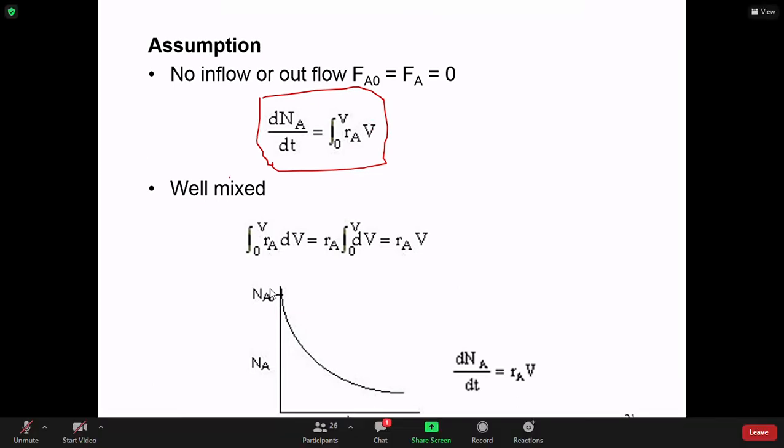However, because in a batch reactor they are well mixed, we can ignore the volume variation. So we can simplify this, and this goes out. So you get rA, the integration of dV. So at the end you get this. So remember, for a batch reactor, the general mole balance is this one: dNA over dt is equal to the rate of reaction times volume.